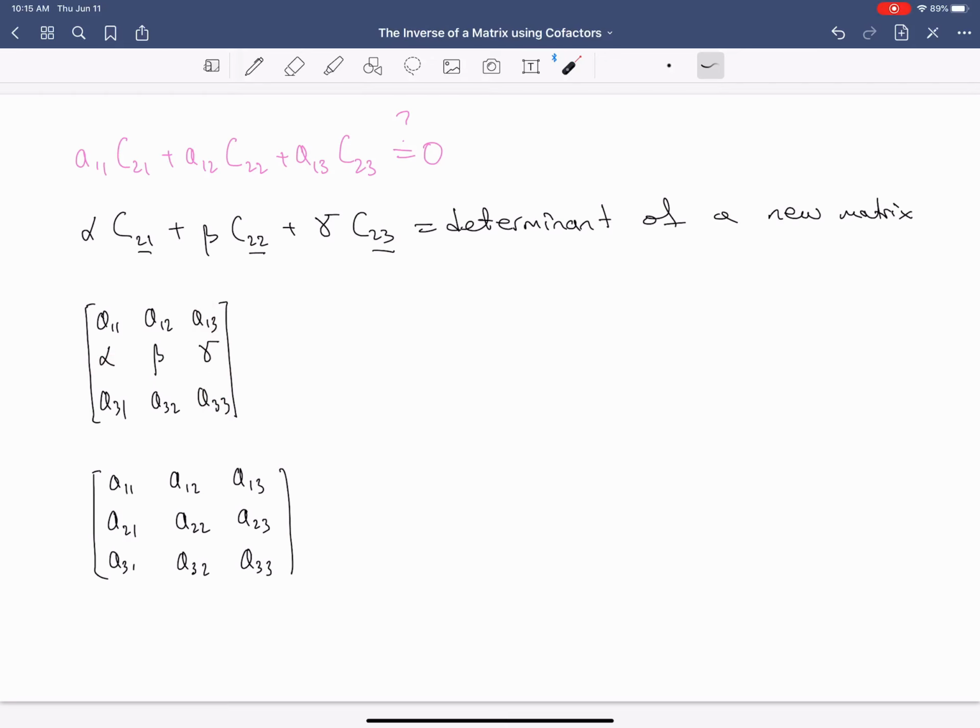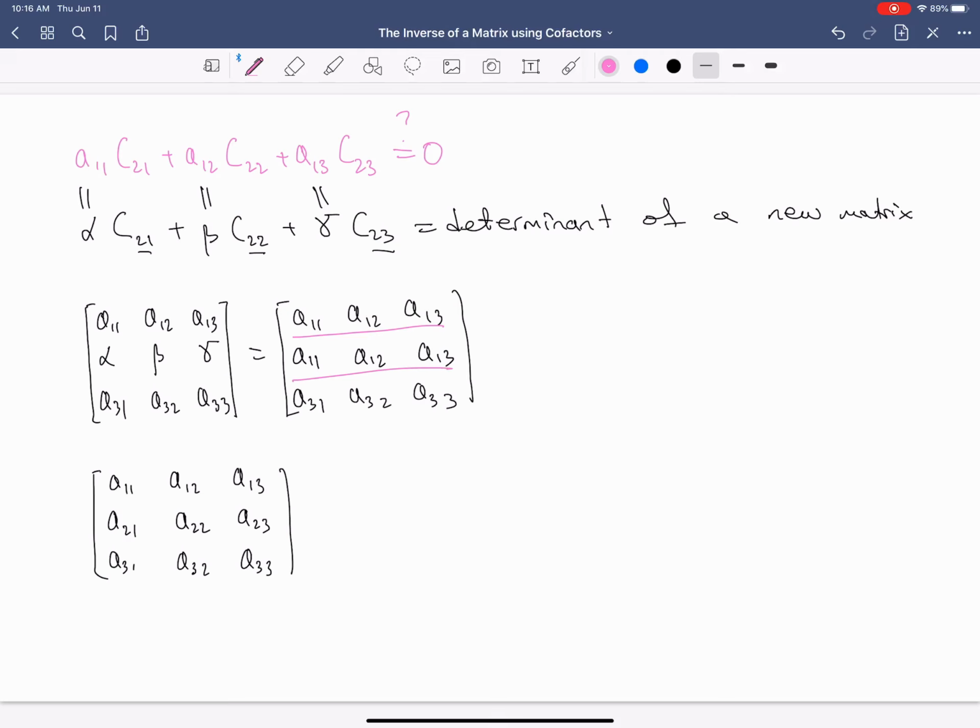Now, I go back to asking what is alpha, beta, and gamma. Now the values of alpha, beta, gamma actually matter. Well, they're equal to, so the first row is A11, A12, A13. The third row is A31, A32, A33. And now alpha is A11. Beta is A12. Gamma is A13. What do I see about this matrix? The first two rows are the same. So I know that the determinant here must be 0.